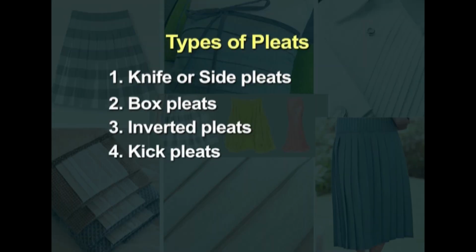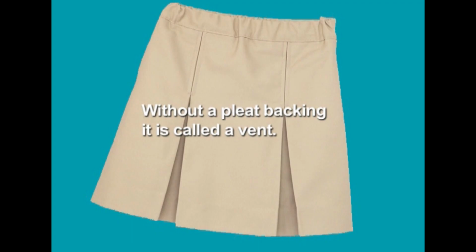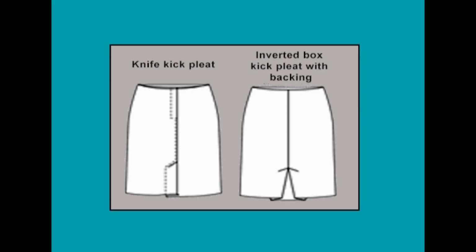And one more variety of pleat is the kick pleat. It is an opening in a seam backed by a fabric fold or extensions from the seam elements that form a pleat backing. If it is without a pleat backing, it is called a vent. This is actually a knife or inverted pleat which has the fullness released in the lower 6 to 8 inches of the skirt. When a skirt draft lacks fullness, which is actually required, it is easy to provide fullness by the use of a kick pleat without altering the pattern.